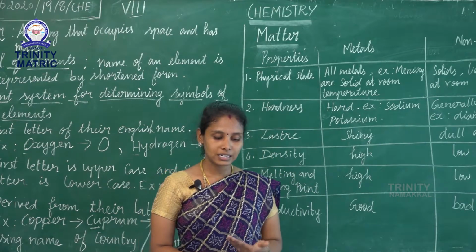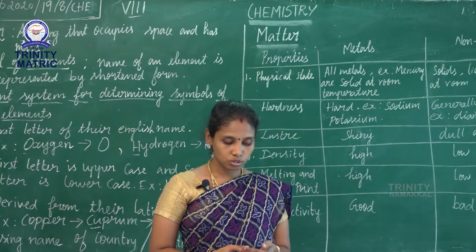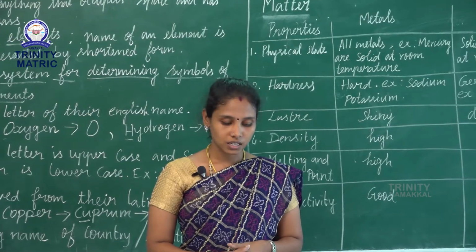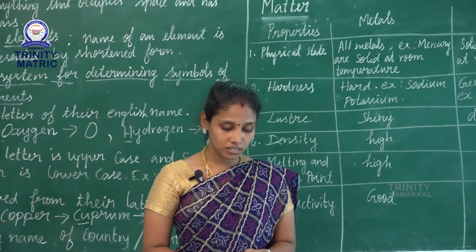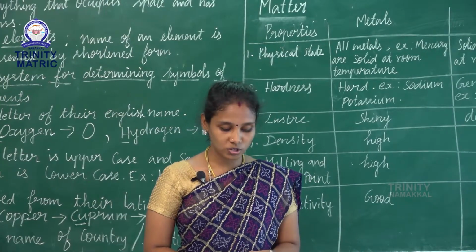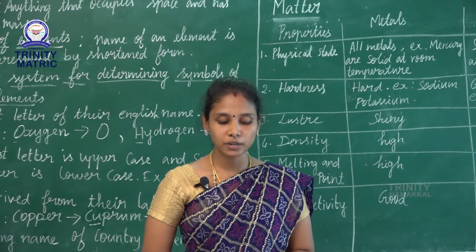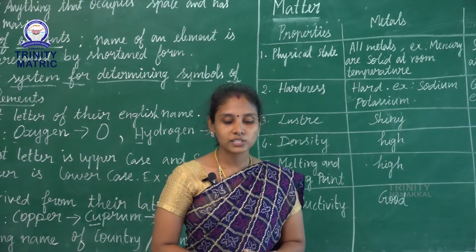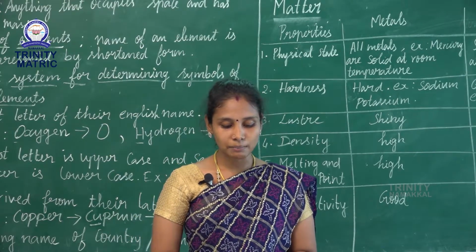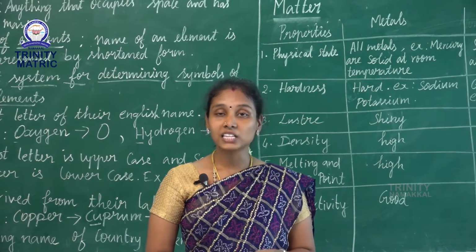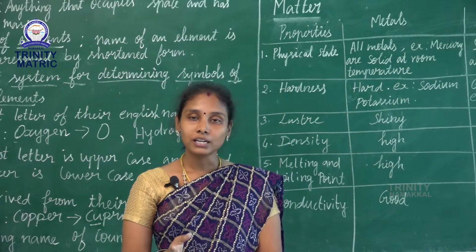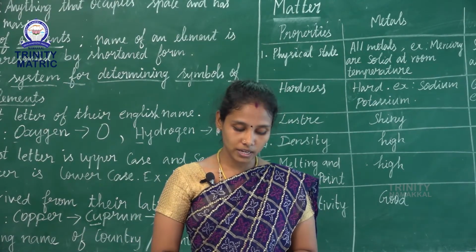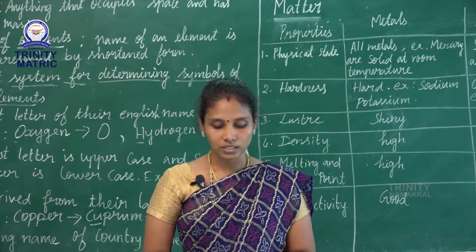Okay, let's see the uses of non-metals. First, diamond. Diamond is used for making jewels, cutting and grinding equipment. Sulfur is used for manufacturing gunpowder. Phosphorus is used for making matches and rat poisons, etc. Next we have to see metalloids. Metalloids are elements which exhibit the properties of metals as well as non-metals. Silicon is used for electric wires and boron is used for fireworks.